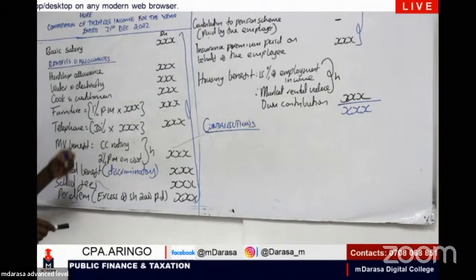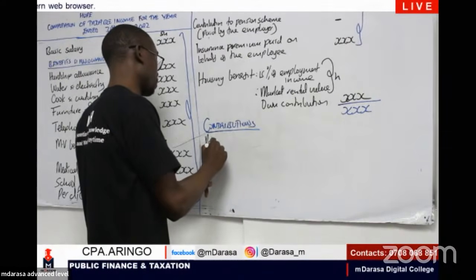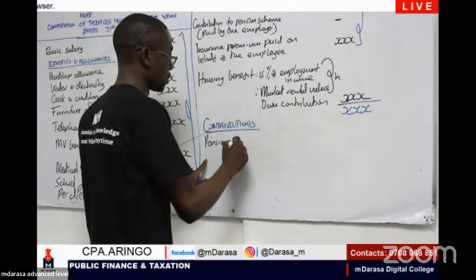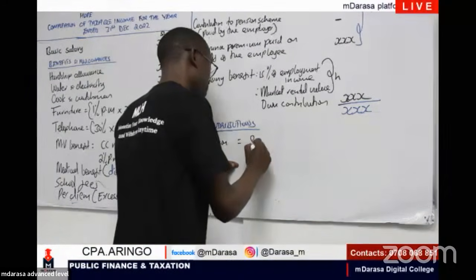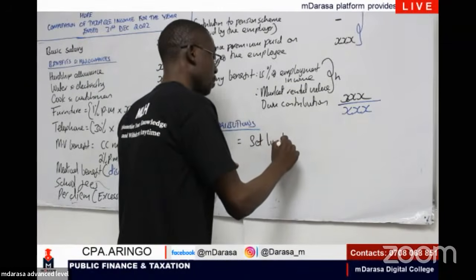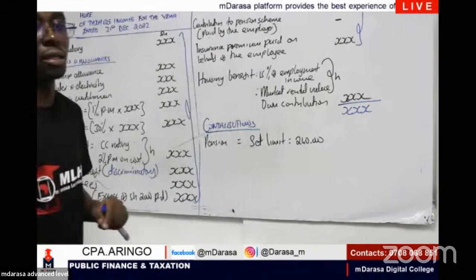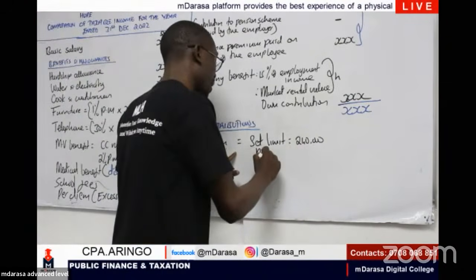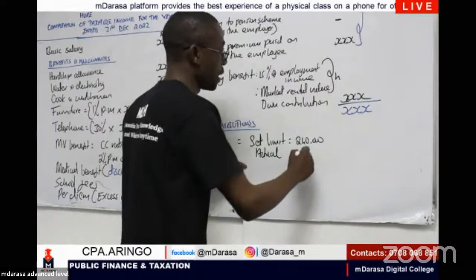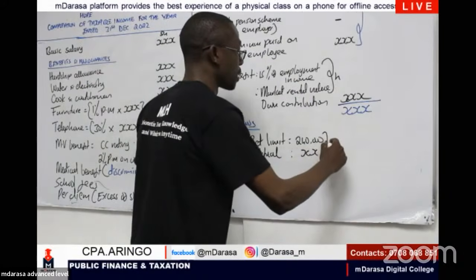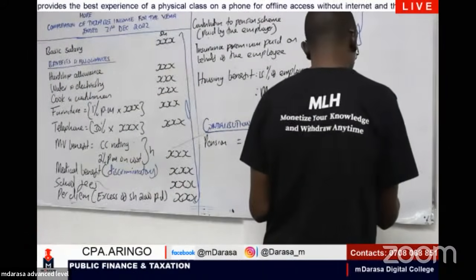Consider allowable contributions, like what? Maybe pension contribution. We compare the actual and the set limit. Set limit for pension, we've said, is 40,000. We compare with our actual. Whichever is lower is what I'm going to have here.